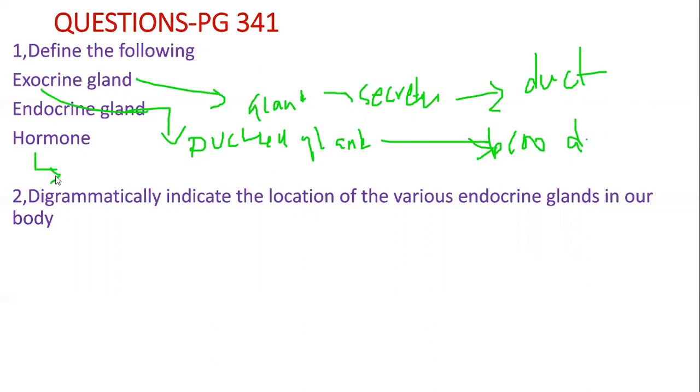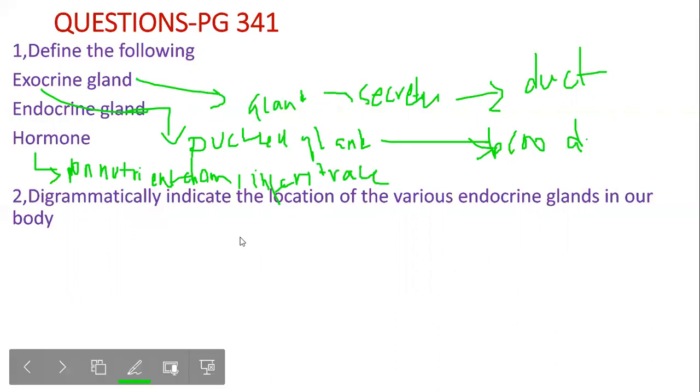And hormones, like I have told you, are non-nutrient chemicals which act as intercellular messengers and are available in trace amounts. Diagrammatically indicate the location of various endocrine glands in our body. It's there in the initial portion of the video where I have explained the pituitary gland, pineal gland, location of thymus gland, adrenal gland, testis, and ovaries.